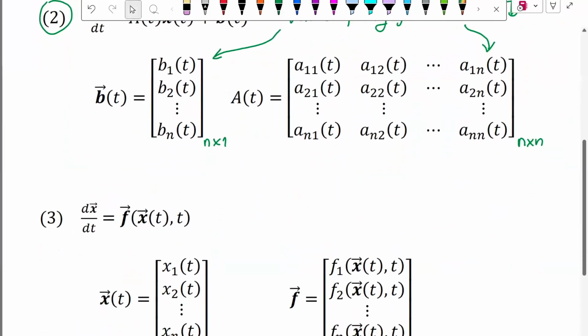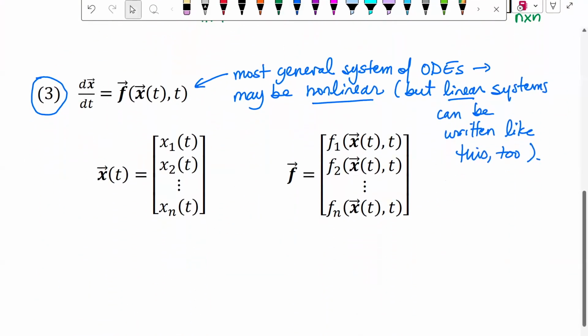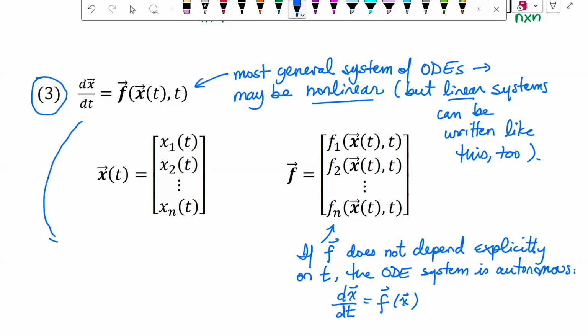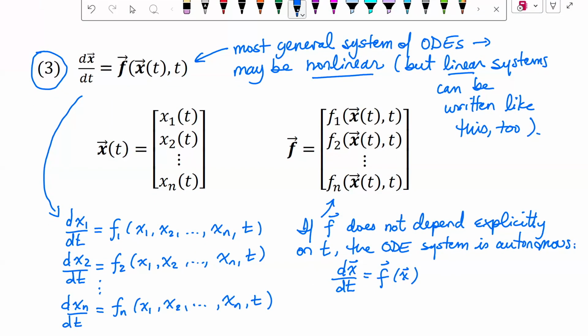Finally, the most general nonlinear system of equations can be written like this. Note that if our function f, our right-hand side, does not depend explicitly on t, then our system is autonomous. If we were to write out this system as individual equations, it would look something like this. Let's go to the next page.